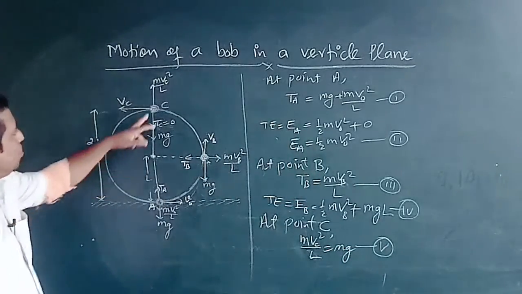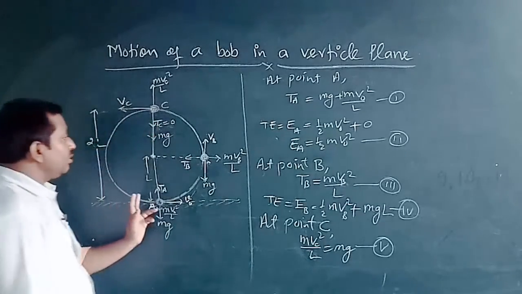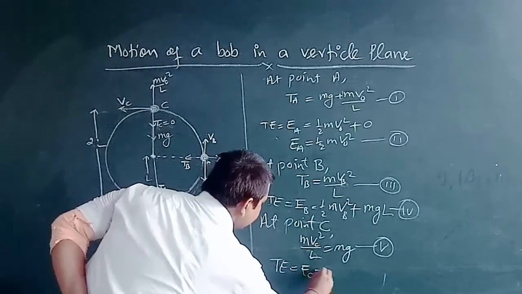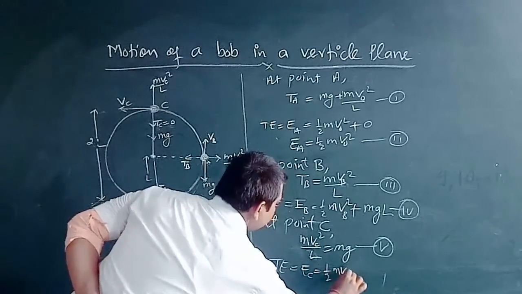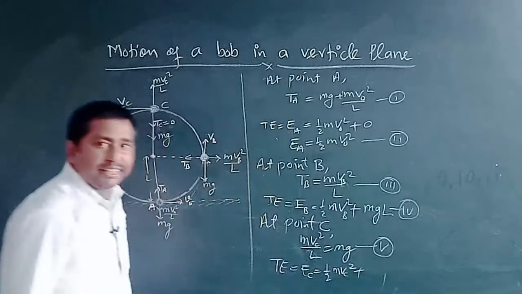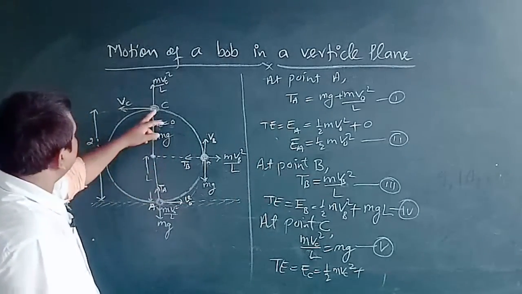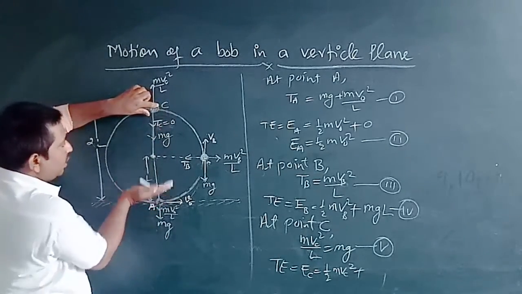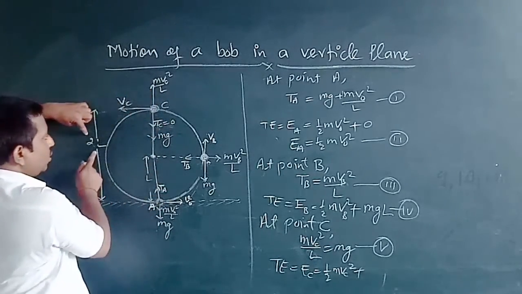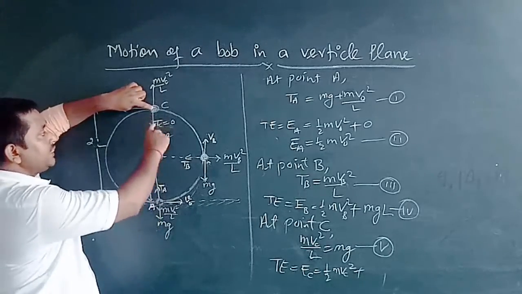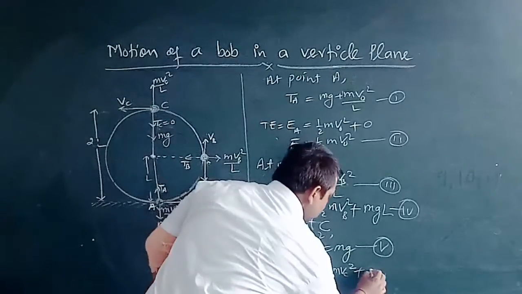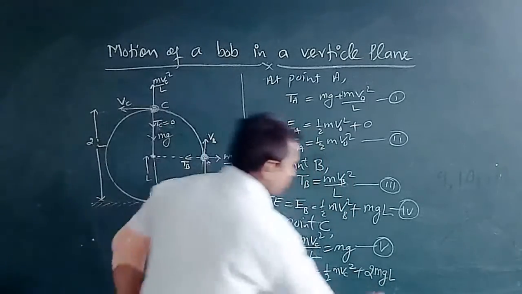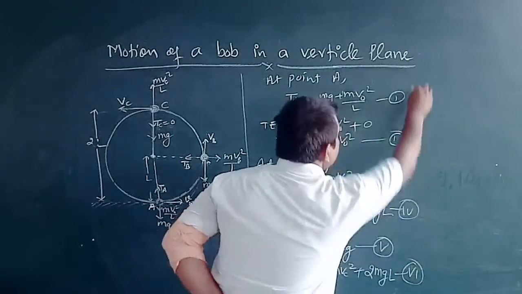If we apply conservation of energy at this point, the total energy at point C is equal to half of mv C square, the kinetic energy, plus the potential energy. As the altitude of the bob at this point is 2L, the potential energy is mg into 2L. So we can write it as half of mv C square plus twice of mgL. This is equation number 6.